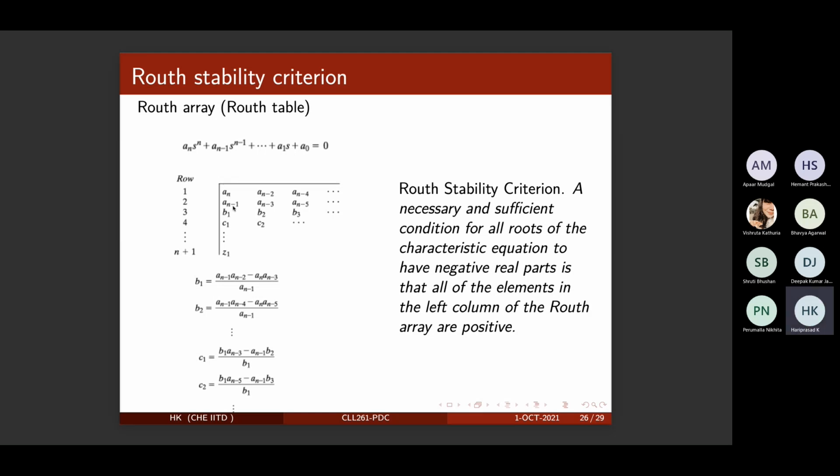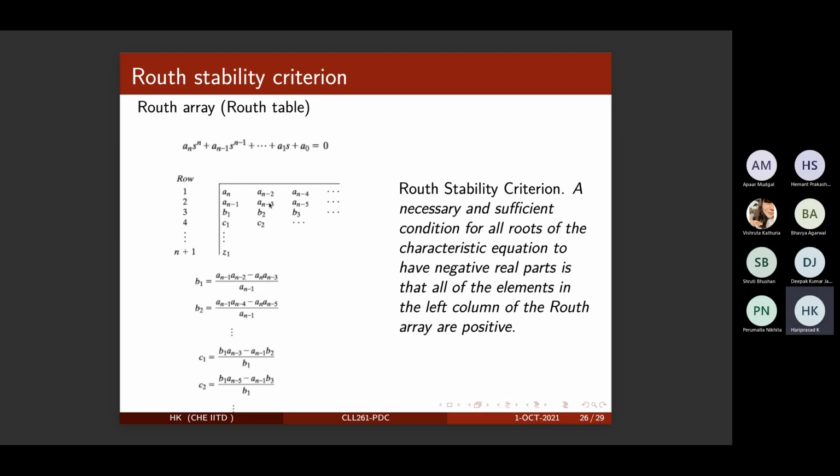An minus 1, 1 below. An minus 2, n minus 2. It's like that you write. So if there are three coefficients, let's say it is 3. So it is an, an minus 1, and an minus 2. Here it will be 0.